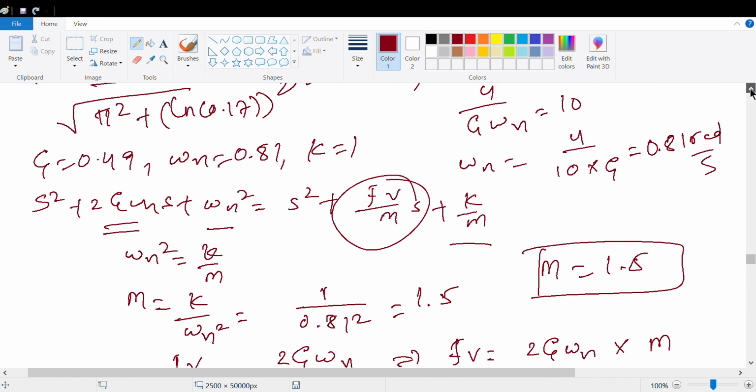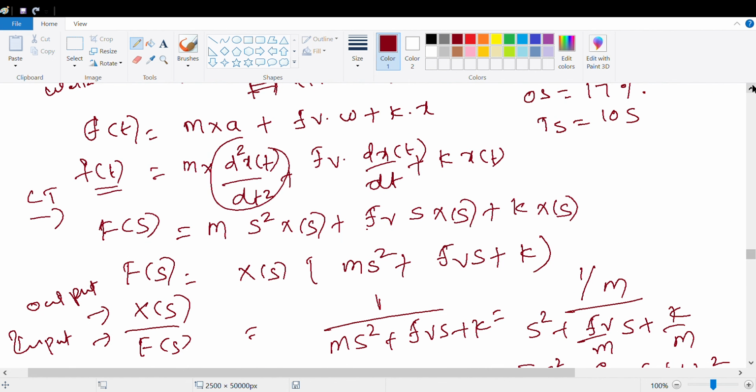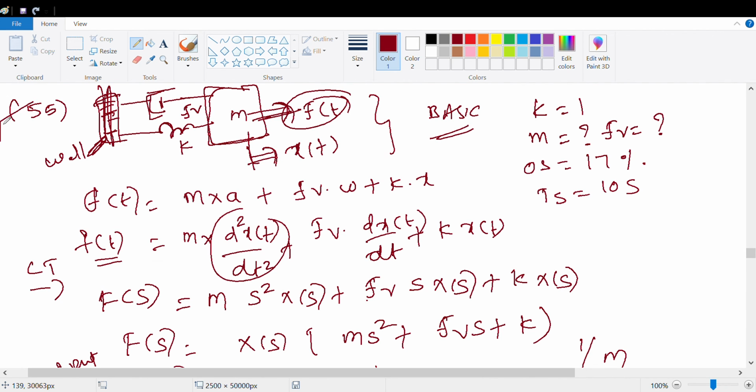In this problem they have given a basic mechanical system. First we need to learn this system, then only we can solve the large mechanical systems mentioned in homework 2 and homework 3. For this they are applying force, and by applying force they get a displacement. So force equals mass times acceleration, plus fv times velocity, plus k times displacement. Therefore f of t equals m d square x of t by dt square, plus fv dx of t by dt, plus k times x of t.